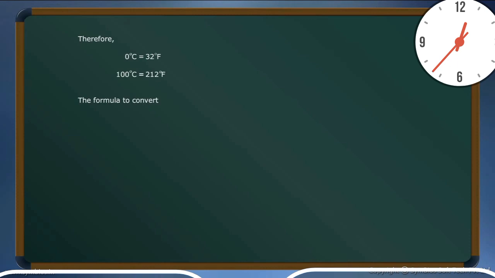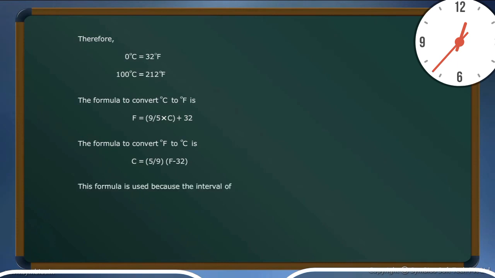The formula to convert Celsius to Fahrenheit is F equals 9 divided by 5 multiplied by C plus 32. The formula to convert Fahrenheit to Celsius is C equals 5 divided by 9 multiplied by F minus 32. This formula is used because the interval of 100 in degrees Celsius is equal to an interval of 180 in Fahrenheit degrees. That is, the ratio of C to F is 100 is to 180, or 5 is to 9.